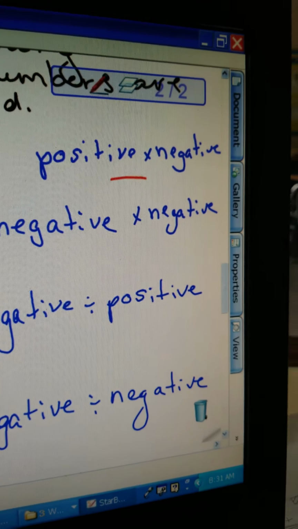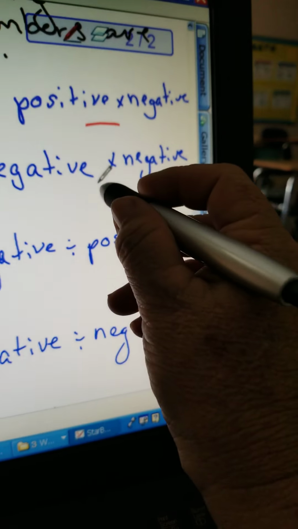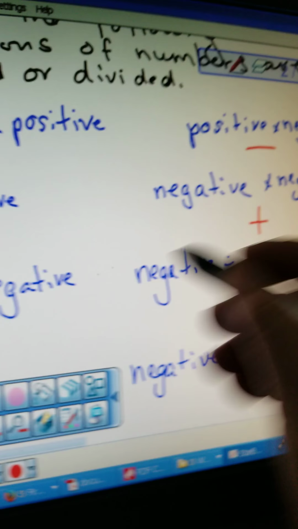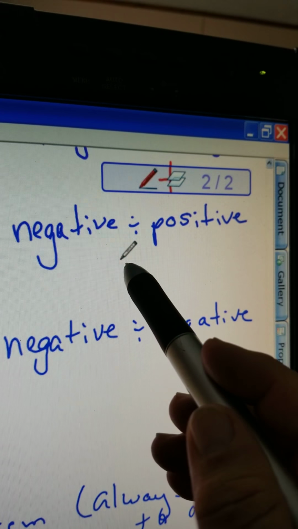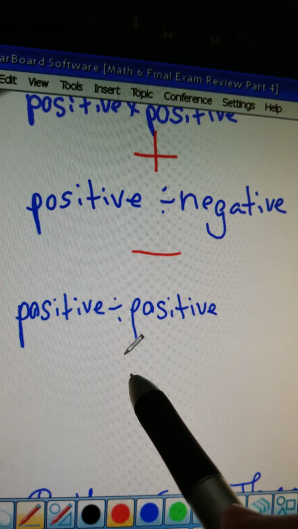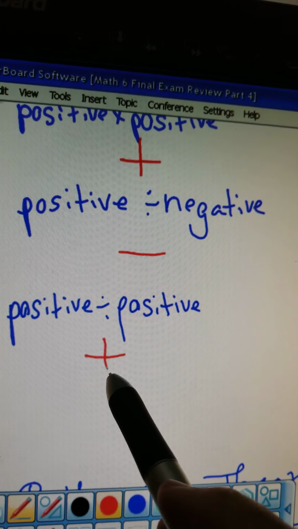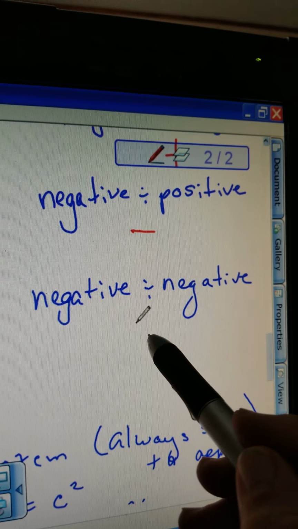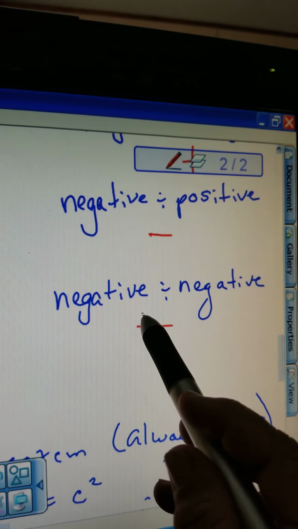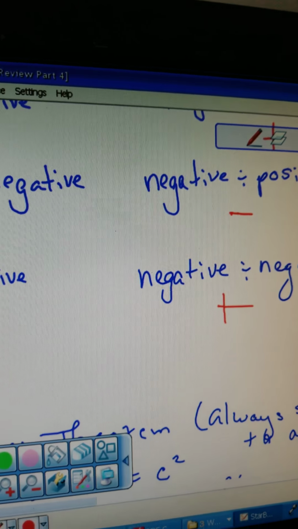All right, a positive times a positive. A negative times a negative. A positive divided by a negative. Negative. A negative divided by a positive. Negative. Positive divided by positive. Positive. And negative divided by negative. Positive. All right, most of you knew, but there were a couple of them y'all got stuck on.